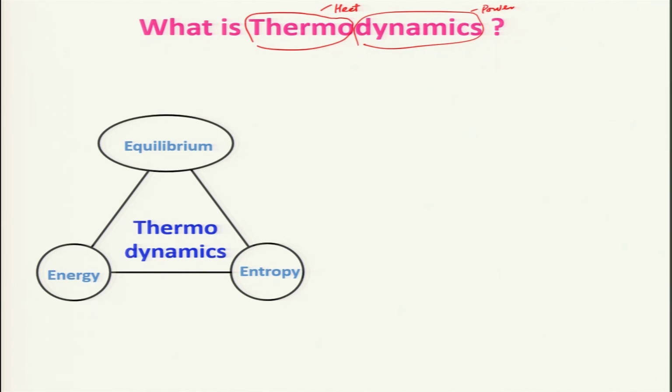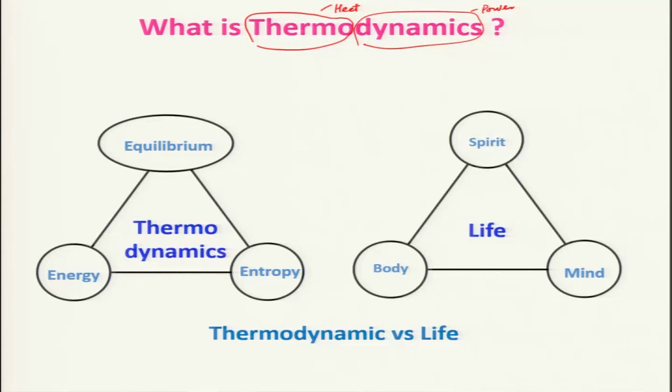And is it related to human life, or life as a matter of fact? Let us look at life. It will have body and it will have mind, and the spirit which is making all this happen, any actions or interactions, that is the spirit. So you can see that it is the life triangle on the right hand side, and on the left hand side is the thermodynamic triangle. A question might arise, can they really be interlinked? That question I am leaving to you.